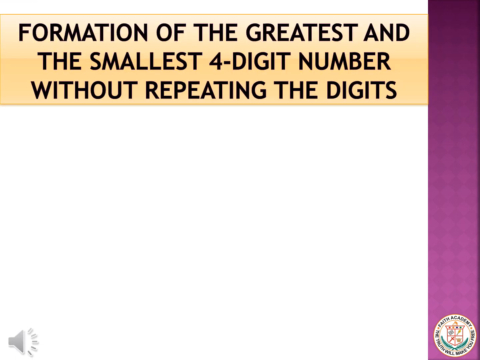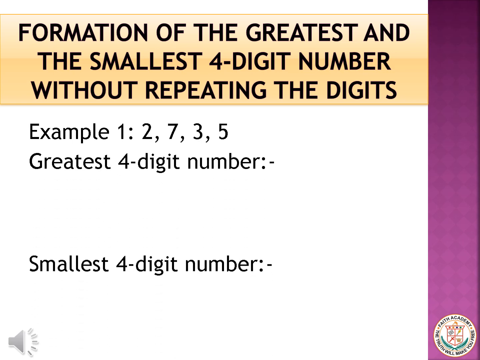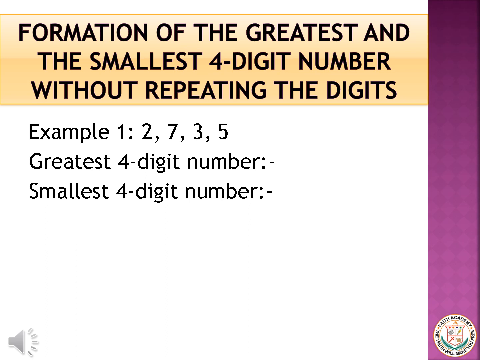Now that we have learned how to make different numbers using given digits, let us learn how to make the greatest and the smallest 4-digit numbers using the digits given at hand. Let us first look at the example where the digits given are 2, 7, 3 and 5. Now using these 4 digits, we have to make the greatest and the smallest 4-digit numbers. First, let us make the greatest 4-digit number. The greatest digit is placed in the thousands place and the smaller digits are placed in descending order in hundreds, tens and ones place respectively.